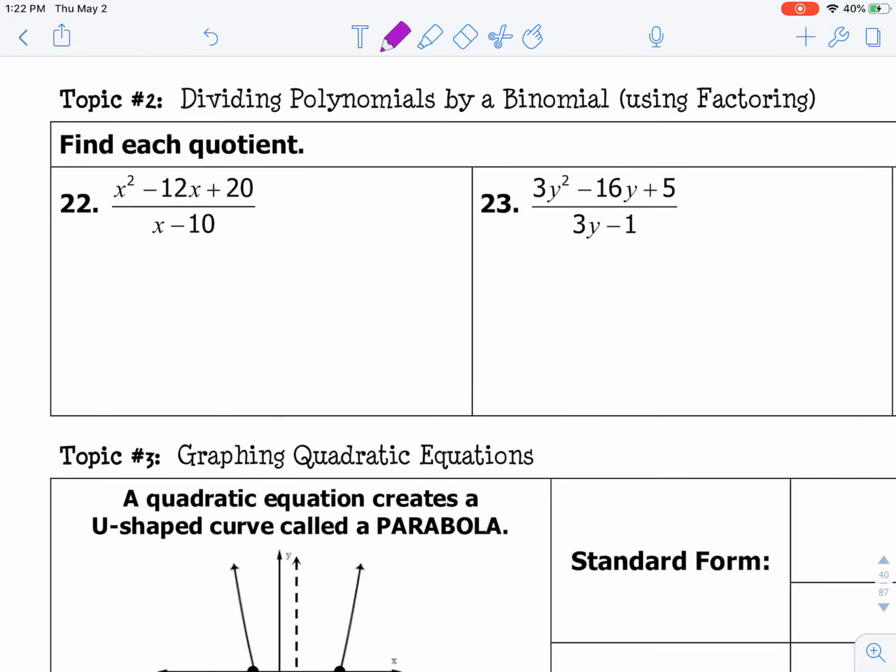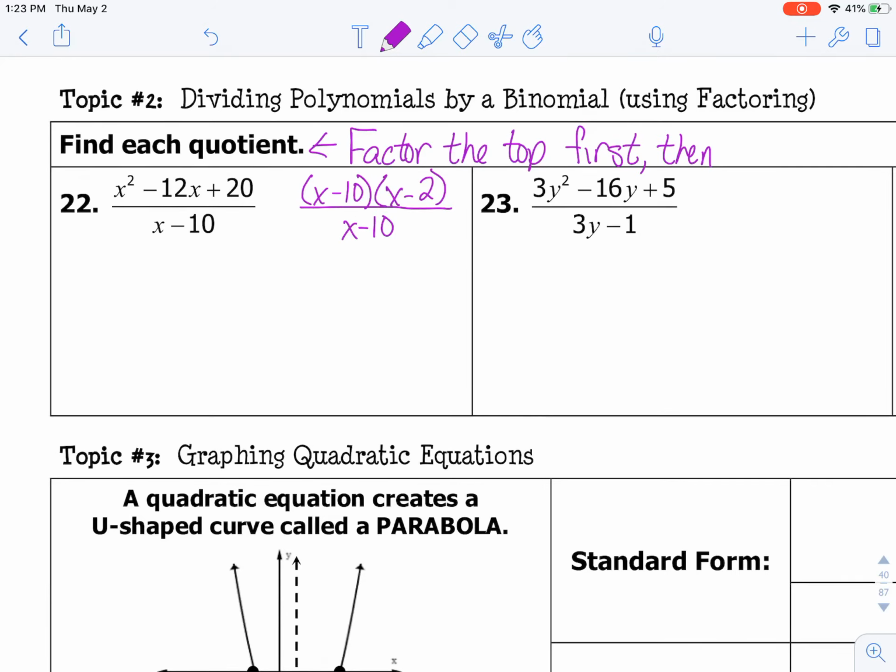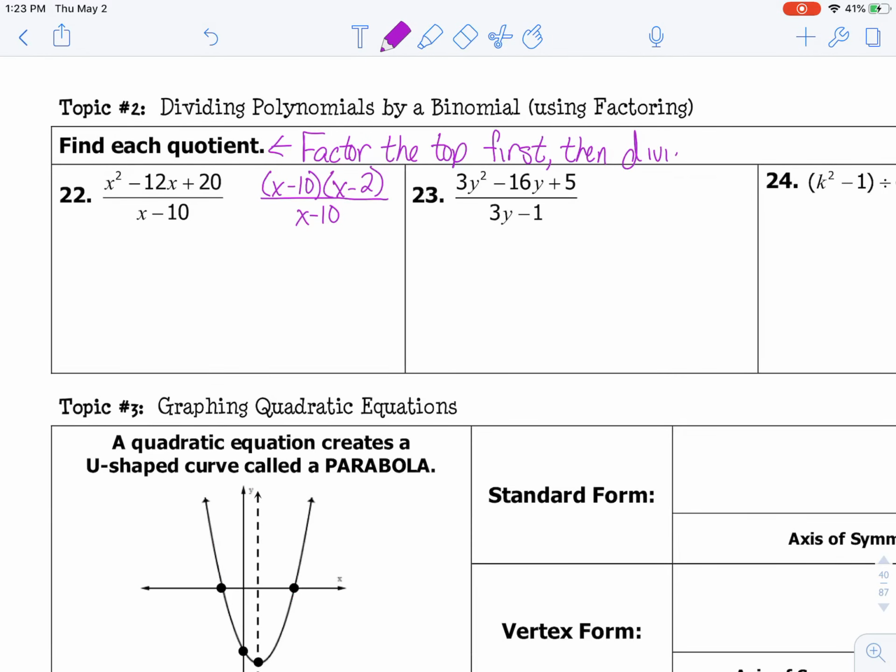So there's a few things. When dividing, I don't want to say we have to divide the top. We have to factor the top first, okay? I can go through the steps of factoring. I'm going to go ahead and just factor the top. I know that the top is x minus 10 and x minus 2. My bottom is x minus 10. So we're going to factor the top, then divide.